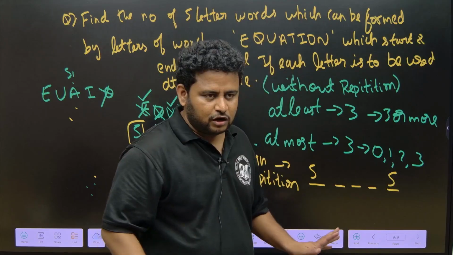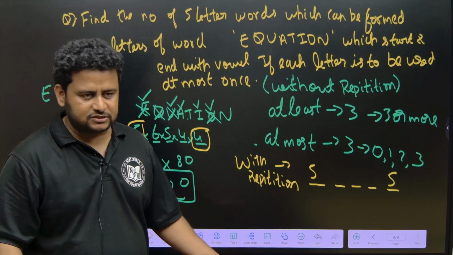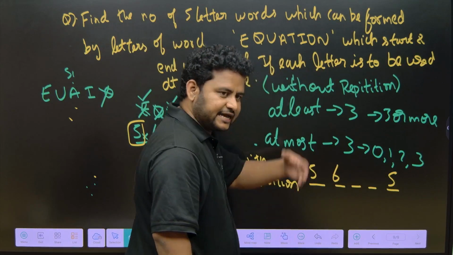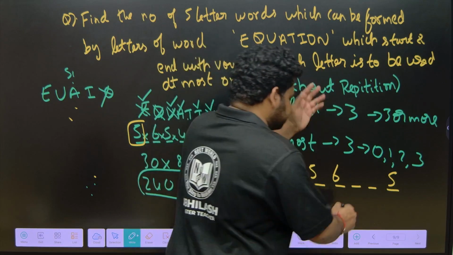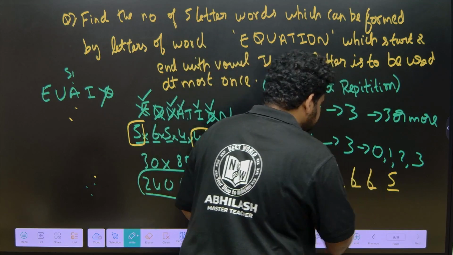Now out of 8 letters, 2 letters are fixed. Remaining how many are there? 6. Remaining 6. Any of the 6 can come here. That same letter can repeat again, so any of the 6 can come here. Again the same letter can repeat, so any of the 6 can come here. So this will become what?